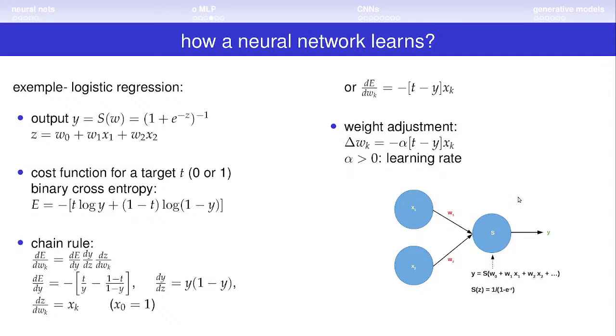And this, of course, can be generalized to multi-layer networks, and indeed, gradient descent is used essentially in all types of neural networks that we work with.